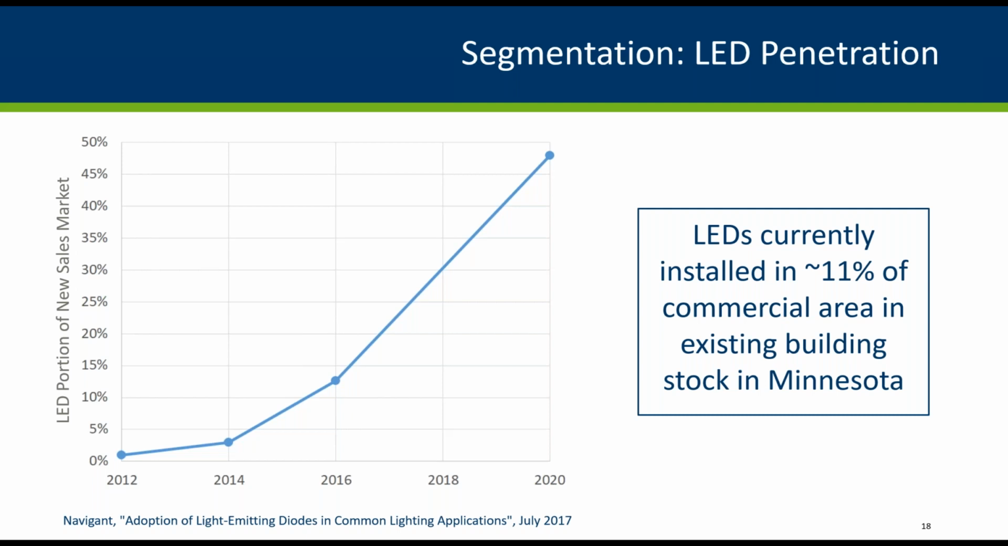Using this information, we estimated the portion of commercial spaces with LEDs already installed in 2020. Across all the major building types, LEDs serve 11% of the total commercial building area. As the percentage of commercial spaces illuminated by LEDs continues to grow, so does the opportunity for task tuning as well as the implementation of other control strategies.